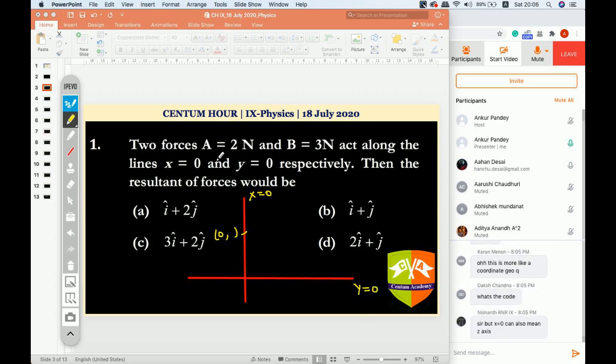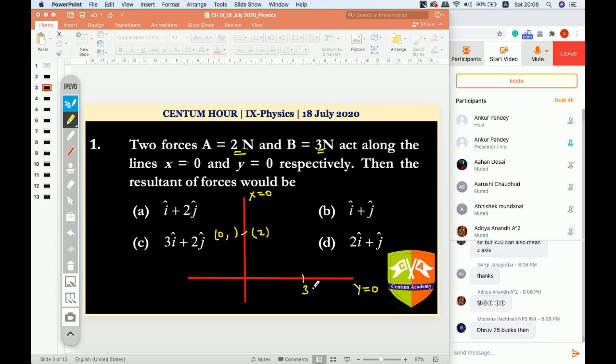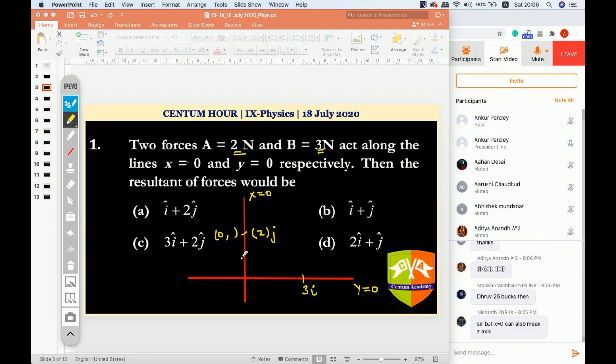So you're basically measuring x-axis with y-axis and y-axis with x-axis. Good. So in that case, 2 newtons is toward x equal to 0, means here. 3 newtons is toward y equal to 0, means here. So this is 3i and this is 2j. Got it? Thank you, sir.